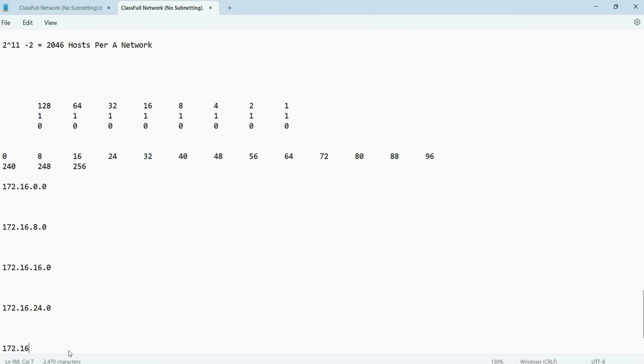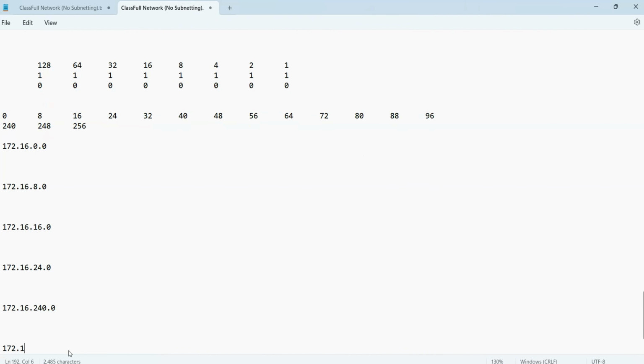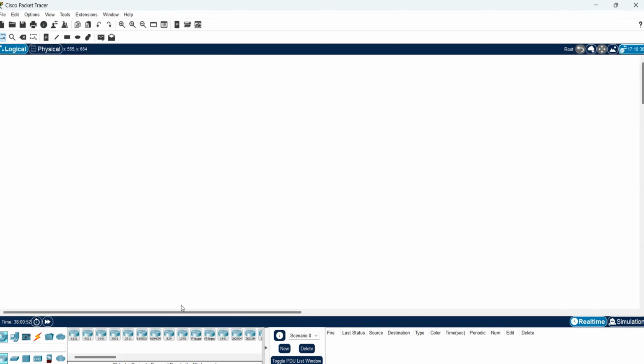Then 172.16 dot what? Eventually it's going to be what? 240.0 is going to reach that number. And my last network is what? 172.16.248.0. These are network IDs. So I cannot put this as an IP address. Let's check that out.